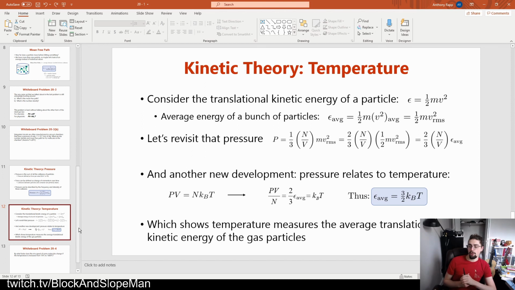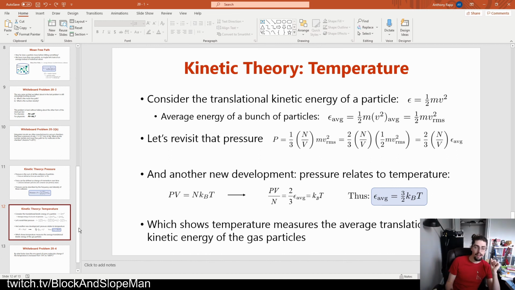But if we go back to that pressure description, we take what we have, the average energy of a particle is 1/2 m v_rms squared. Then we say, okay, well, let's go back to pressure. Let's plug in with what I just found, right? I recognize that there's an m v_rms squared here, so I can plug that in, and I can really say that pressure could be a function of the average kinetic energy of the particles.